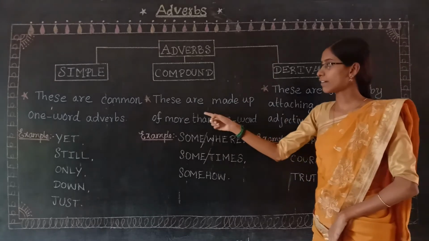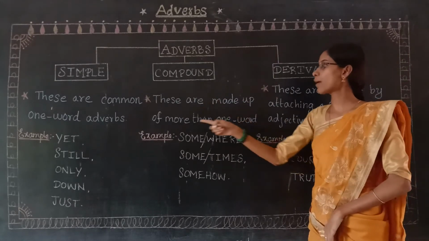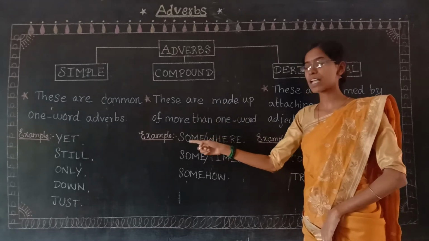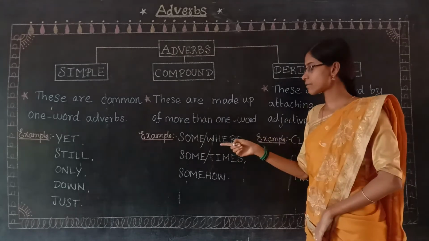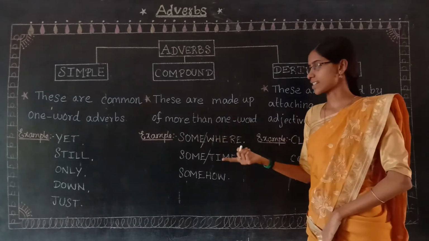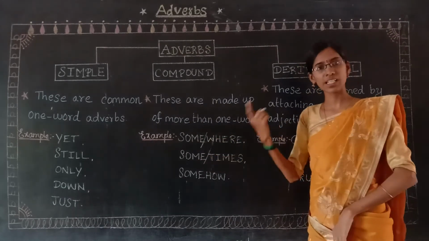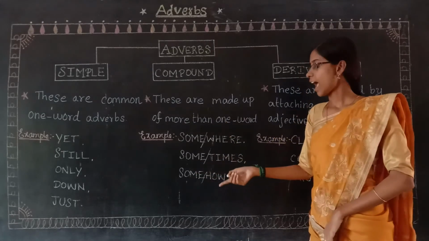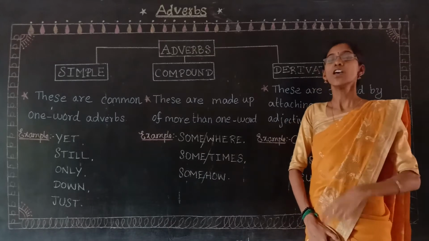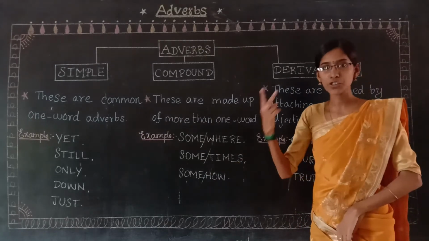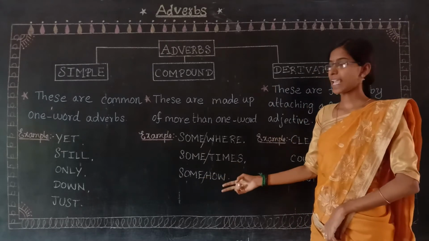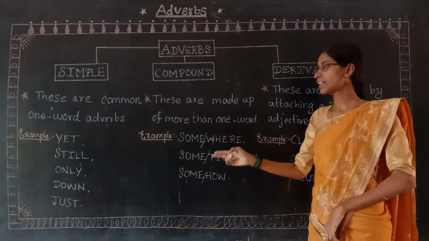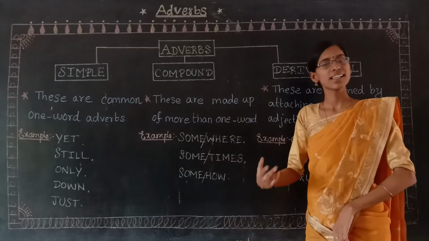See the definition once again. These are made up of more than one word. Here it is one word, here it is one word. We can use some in any sentence, whereas where in any sentence. Likewise, we can use times in any sentence. Likewise, we can use some in any sentence and how in any sentence. So here we are joining the 2 words to say this is an example of compound adverbs. We can use these compound adverbs in sentences.